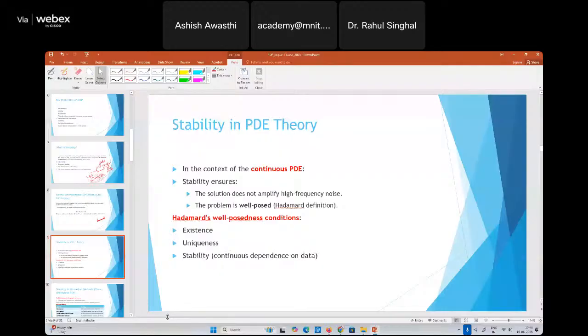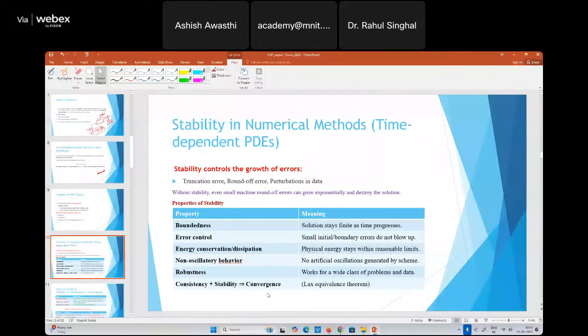Now, stability in numerical methods, especially in time-dependent PDEs. Stability controls the growth of error. The error could be truncation error, which will be under control, round-off error, which will be under control, or disturbances in the data, perturbation in the data. I have already explained perturbation in the data.